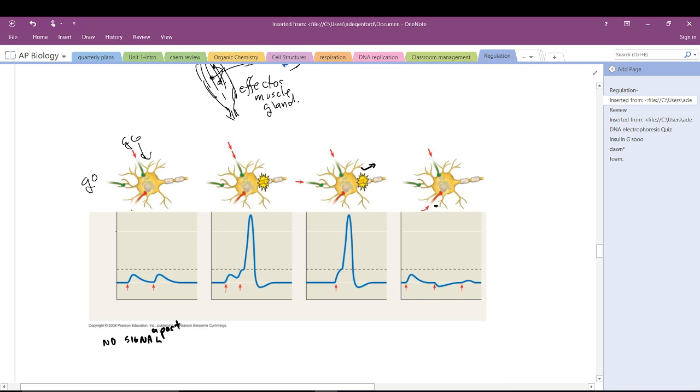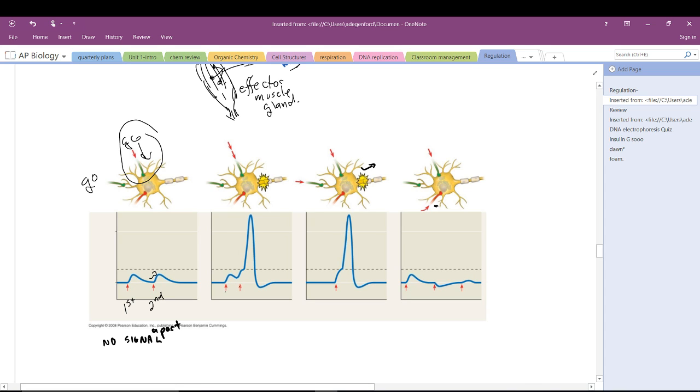Now, if we focus on this first green one on the top, the graph below is basically saying that these are two signals, the first signal and then the second signal. But notice what happened. They're so far apart that the resting potential is reached before the other signal happens. So there is no signal. We have not hit threshold.